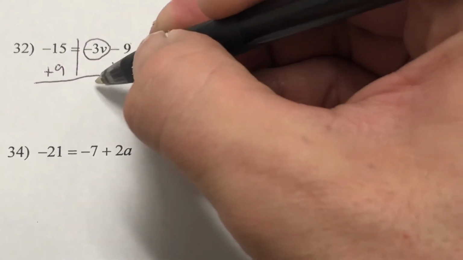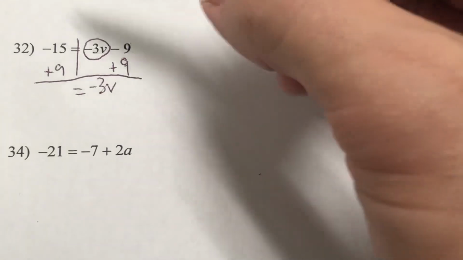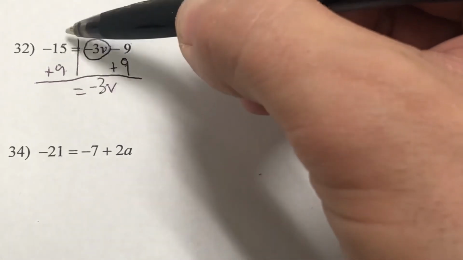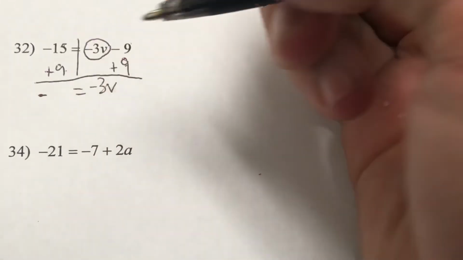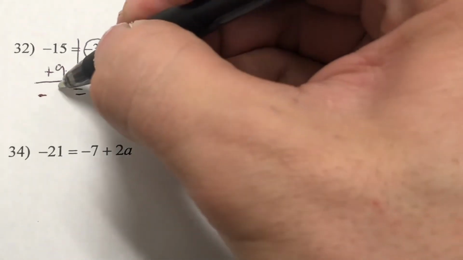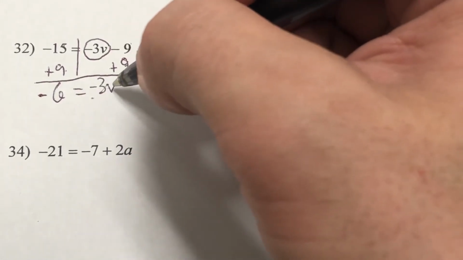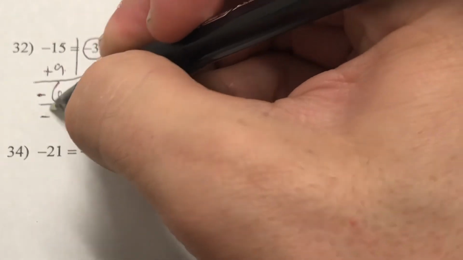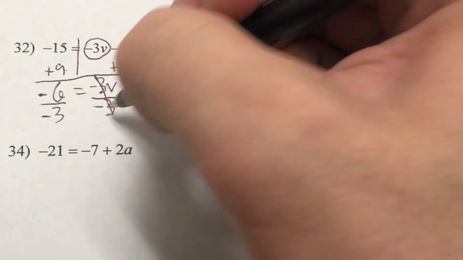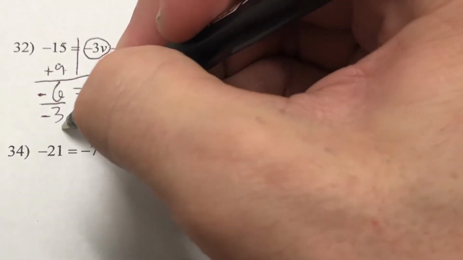Minus 9 plus 9 cancels itself out, leaving a negative 3v. And then we have a negative 15 plus a positive 9. They have different signs. We're going to keep the sign of the number furthest from 0, which in this case is negative 15. So our answer will be negative. And then 15 minus 9 will be 6. Our final step is to get rid of our coefficient. Our coefficient is multiplying our variable. So to get rid of multiplication, we will simply divide. This cancels the negative 3, leaving us with v. A negative 6 divided by a negative 3 will get us a positive 2.